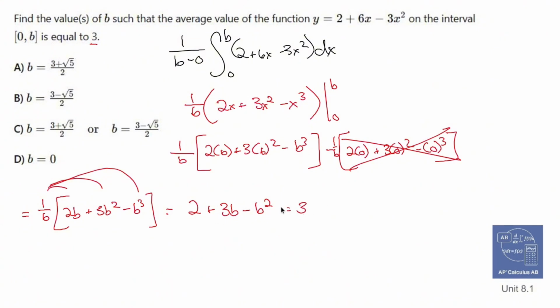So let's move everything to the right side and reorganize. We get 0 is equal to b squared minus 3b, and if I subtract 2 from 3, I get plus 1. Normally I'd factor that, but I can't, so I'm going to have to use the quadratic formula.